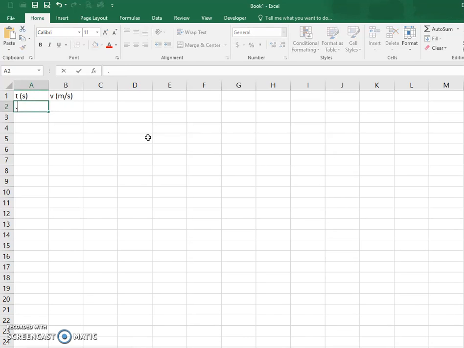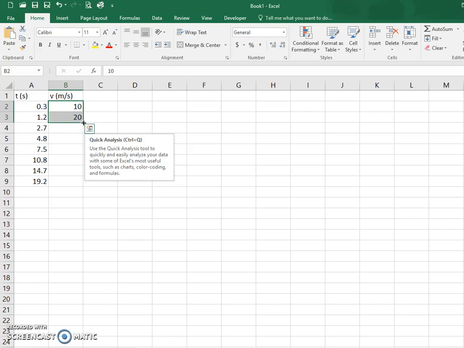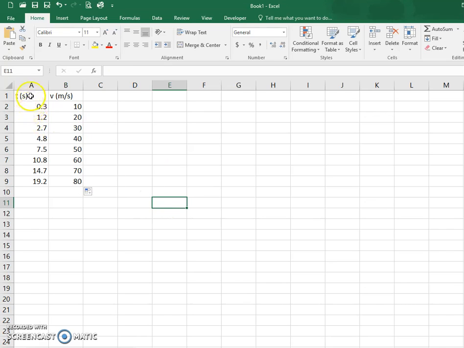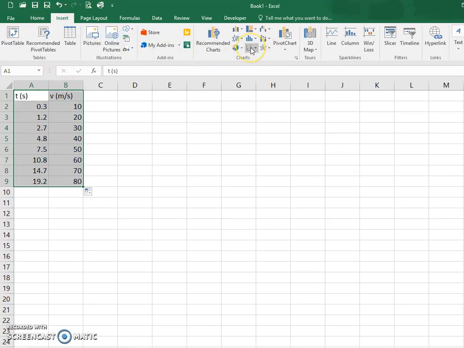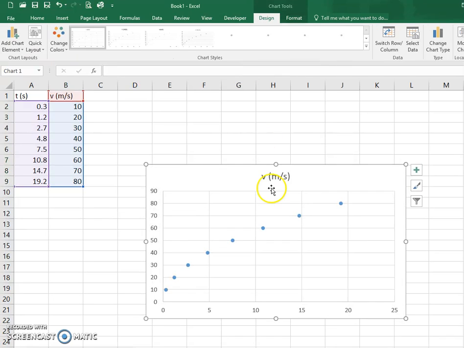You're going to input your data, 0.3. And then put in your V's. Now since this is regular, remember the fill function: once the computer sees a trend, you can basically highlight it, use the bottom right corner with a black plus, and it will autofill for you. Take your data, highlight it all, insert a scatter plot, and then see what the graph looks like.